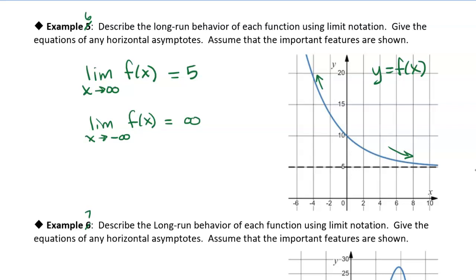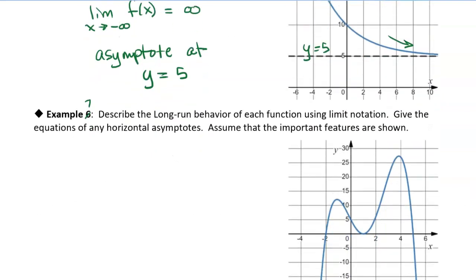All right. So we defined an asymptote in terms of long-run behavior. And so if the limit as x approaches either positive or negative infinity approaches some constant value, that's an asymptote. So you can see that as x approaches positive infinity, we have an asymptote at y equals 5. So that is the horizontal asymptote y equals 5. All right. So let's go ahead and look at the next example as well.